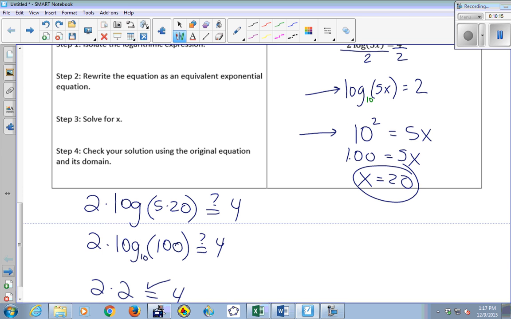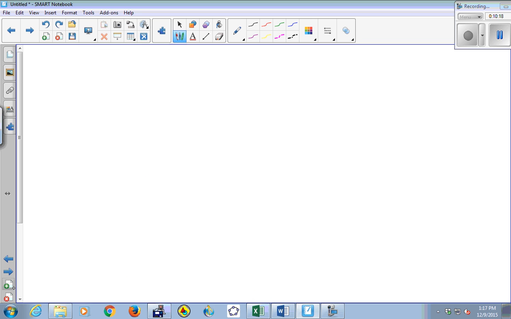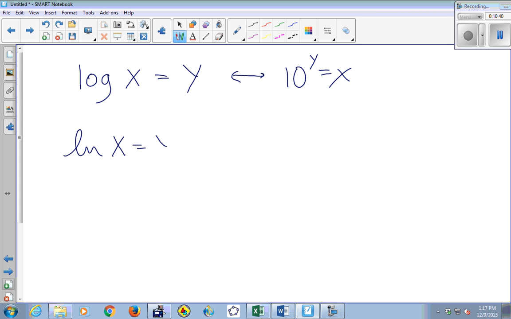The log button is base 10 and the ln button is base e. So log x equals y means 10 to the y equals x. Whereas the ln of x equals y. With ln, you have an imaginary base e. This is log base e. So this says that e to the y equals x.